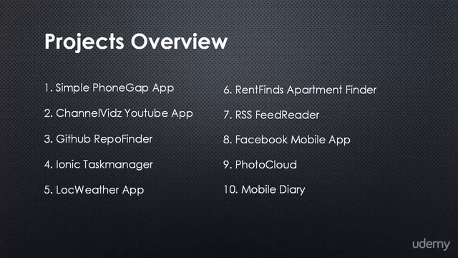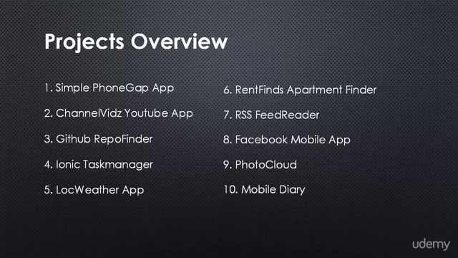Let's see, Project 2 will be the Channel Vids YouTube app. So basically you'll be able to type in a channel and you'll just get the videos for that channel. Really simple. Chapter 3 will be the GitHub repo finder. All right, so we'll be able to search GitHub users and developers and get all their repositories. Chapter 4 will be the Ionic Task Manager.